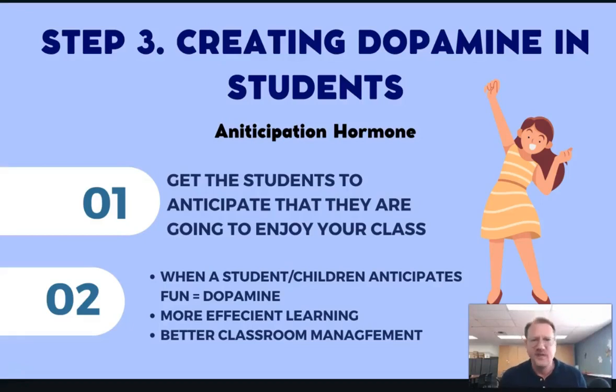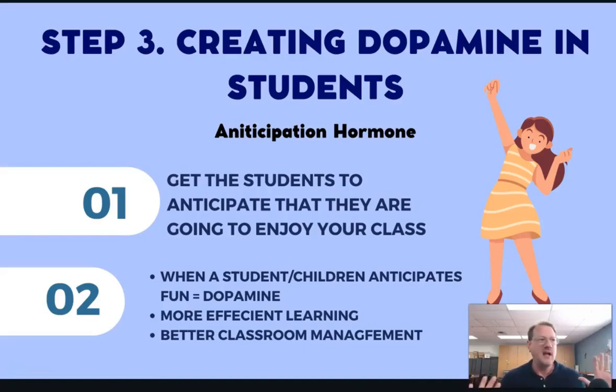Okay, so step 3 is create dopamine in our students. Dopamine is one of those misunderstood hormones. A lot of people, when they think of dopamine, think it's a feel-good hormone. There are many studies that support that dopamine is also released when bad things are happening to a person, when they're stressed out, when they're feeling depressed.